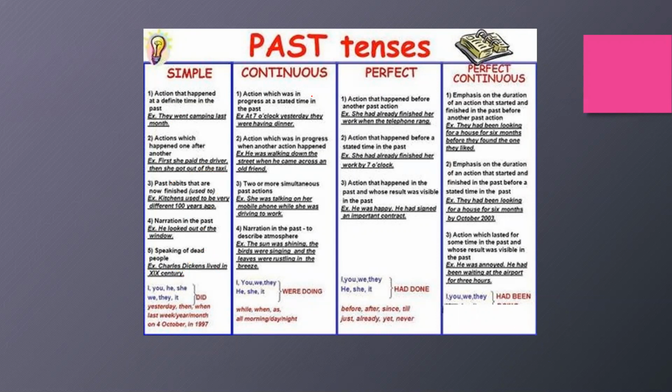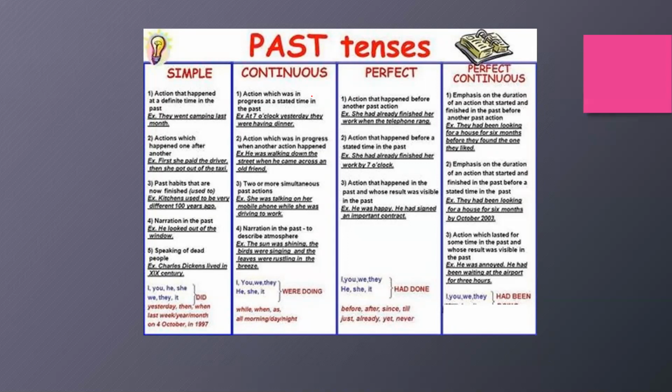Next is past continuous tense. So we are using this for an action which was in progress at a stated time in the past. So an action that started in the past. At 7 o'clock yesterday, they were having dinner. In the past, right? Then the action which was in progress when another action happened. He was walking down the street when he came across an old friend.